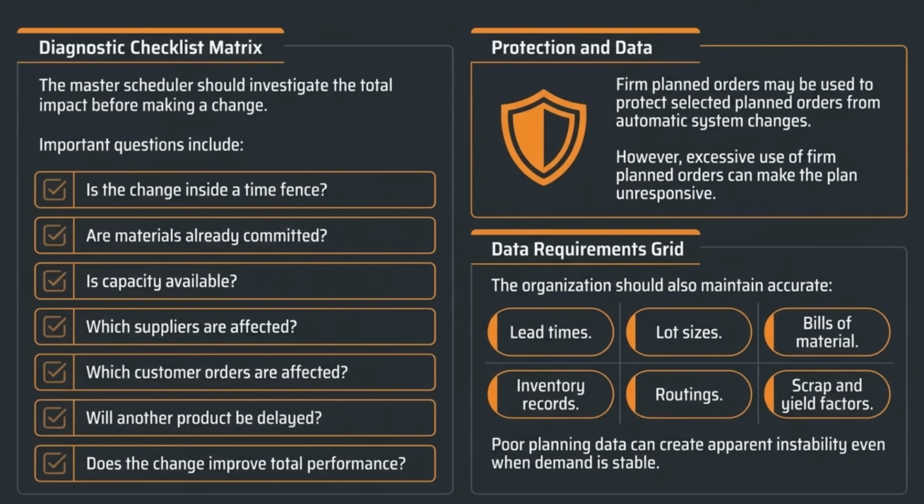Firm planned orders may be used to protect selected planned orders from automatic system changes. However, excessive use of firm planned orders can make the plan unresponsive. The organization should also maintain accurate lead times, lot sizes, bills of material, inventory records, routings, scrap and yield factors. Poor planning data can create apparent instability even when demand is stable.